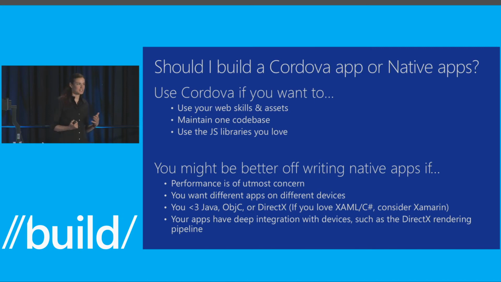And if you find yourself saying, well, actually what I love is XAML and C#, I would encourage you to take a look at Xamarin, because Xamarin allows you to do cross-platform apps using C# and XAML with a lot of the benefits of Cordova with a different programming language. And if you really, really have deep integration with the platform, things like the DirectX rendering pipeline, if you're doing shaders, for instance, Cordova is probably not the way you're going to want to go. You need to talk directly to the operating system, so you're going to need to go native.